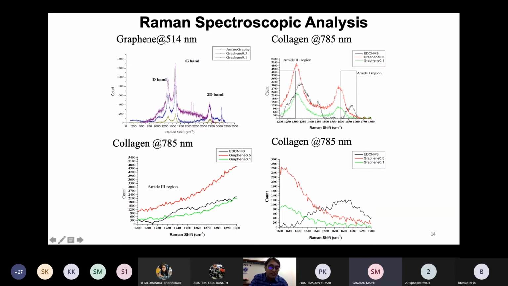And you see this red line showing the 0.5% graphene is having a significant effect on maintaining, or you can say promoting, the helical content of the collagen. So with this, we confirm that the helical content is increasing. It further helps in the mechanical sponginess of the material, and it also helps in making the material a little tougher compared to the others.